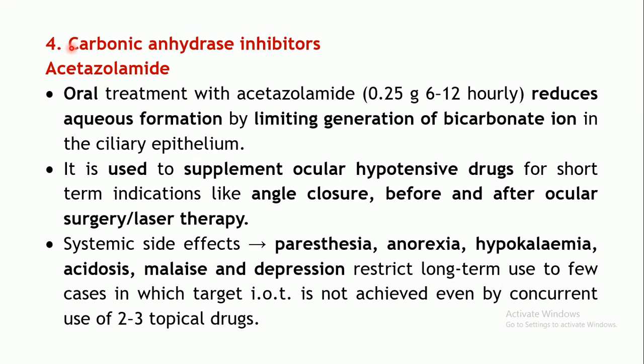The next class of drugs is the carbonic anhydrase inhibitors. Usually this drug is used as a diuretic. Acetazolamide is an example of a carbonic anhydrase inhibitor. This enzyme also exists in the ciliary bodies, so that's how it is helpful. Acetazolamide is not instilled in the eye but is given orally in a dose of 0.25 grams 6 to 12 hourly. You need to repeat the treatment, and it is administered by oral route.